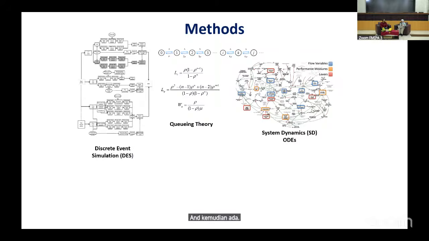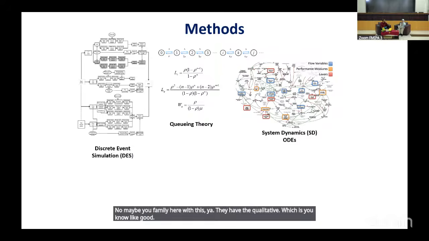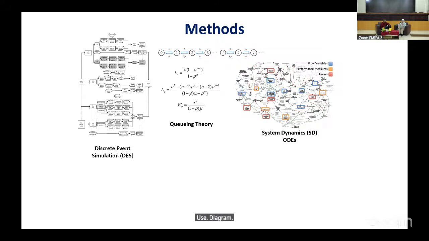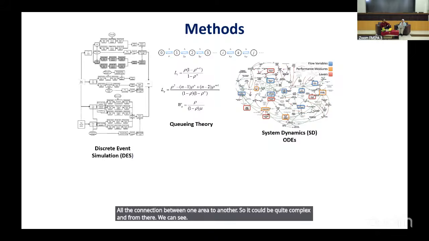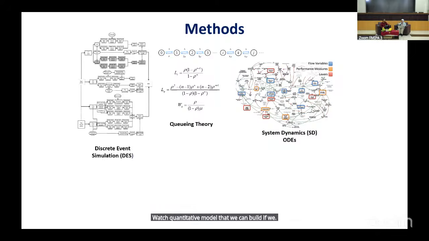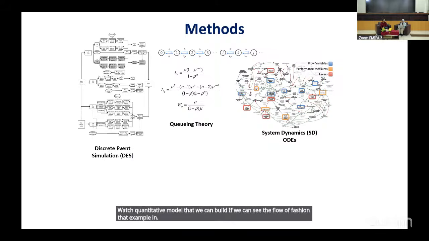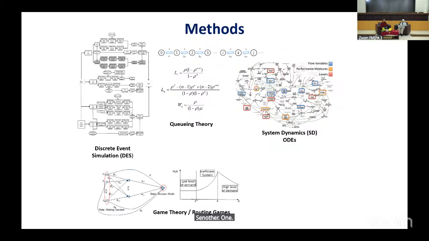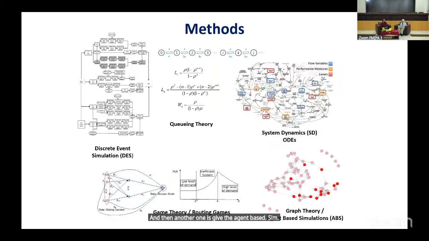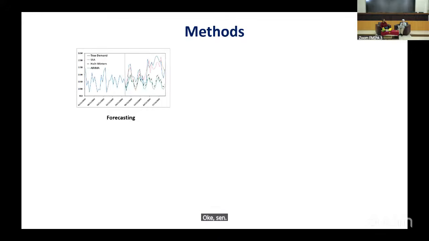And then another one is system dynamics. Maybe you're familiar with this. They have the qualitative side, which uses causal loop diagrams to capture all the variables and all the connections from one area to another. So it could be quite complex. And from there, we can see what quantitative model we can build, if we can see the flow of patients, for example, in the model that we draw. Another one is game theory. I don't know if you learned it. And then another one is agent-based simulation. We will talk about one of these later in the presentation. Okay, so another one, this is probably something you learned, right? No?